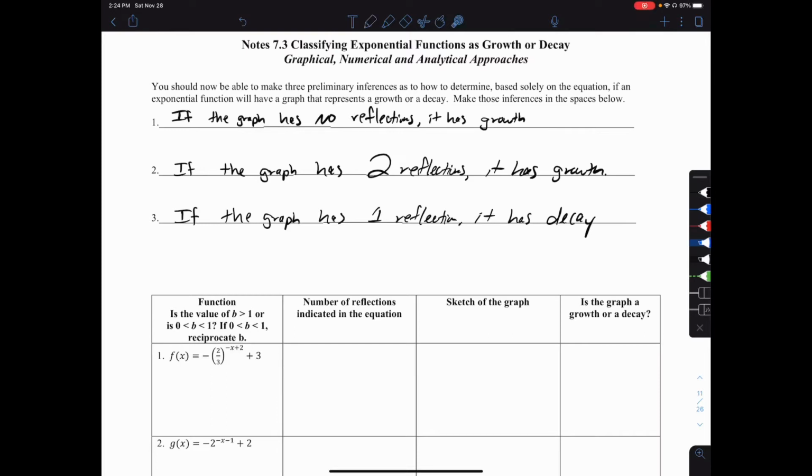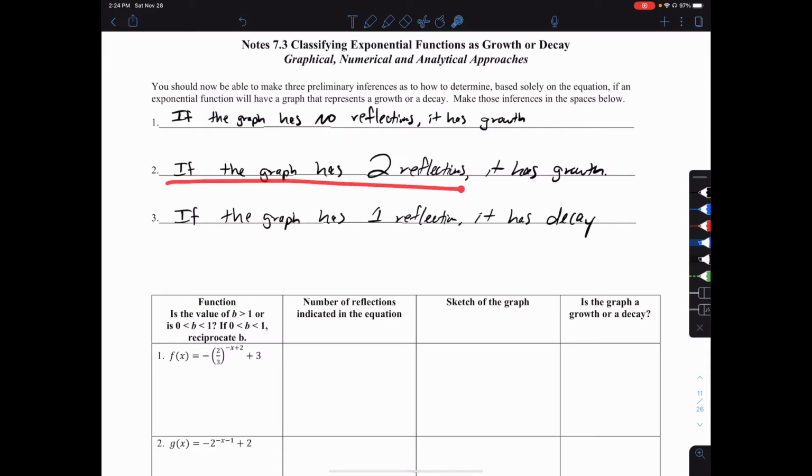Pre-AP Calculus, at Note 7.3, we are trying to classify exponential functions as growth or decay. If the graph, as you go from left to right, is exponential and it grows up, it's exponential growth. If you have an exponential graph and from left to right it goes down, it's going to be exponential decay. The parent graph, which has no reflections, has growth.